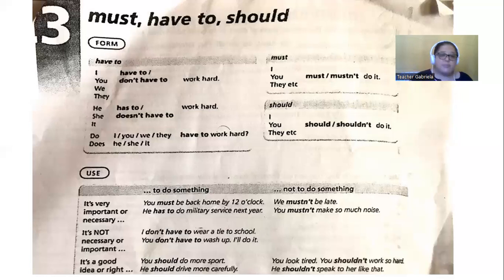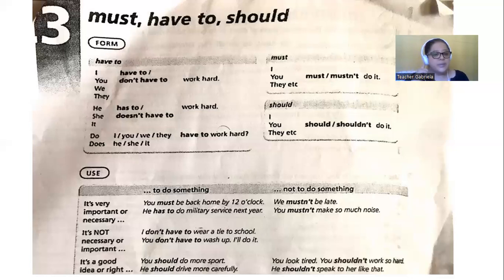Okay, so for example, as general information, we use must for obligation. When you don't have an option, or it is yes or it is yes. Must is when we need to do it if you want it or if you don't want it. 100%. Must is like when I say you must respect your parents.